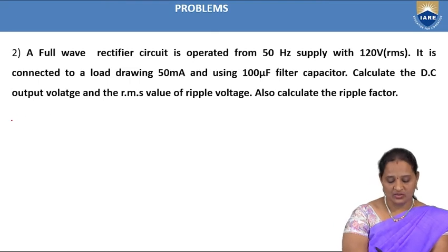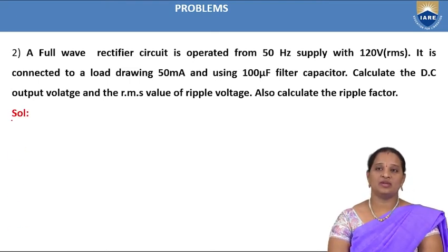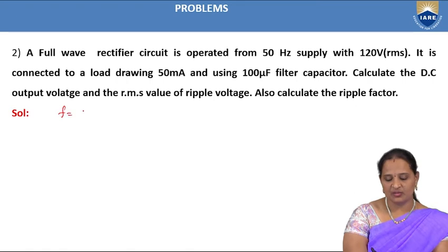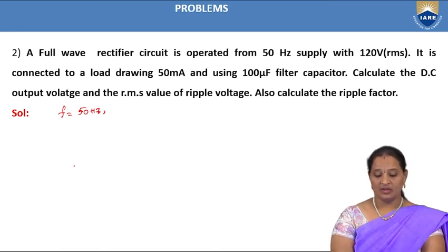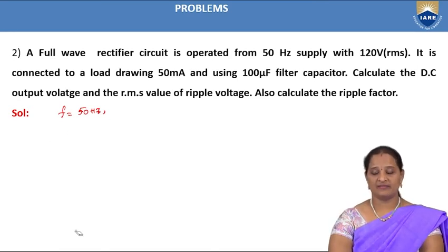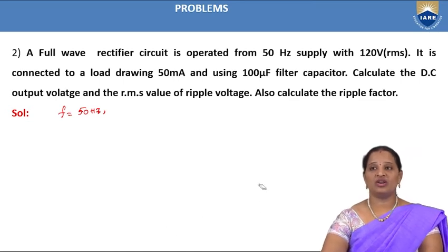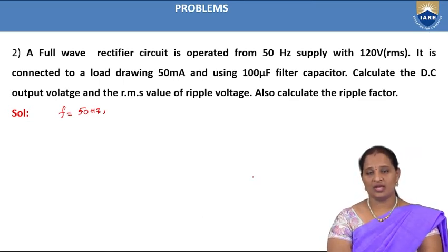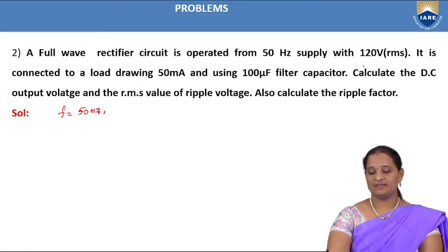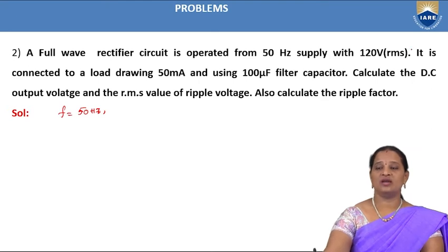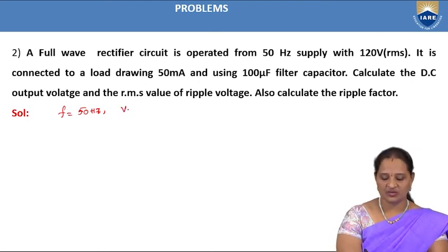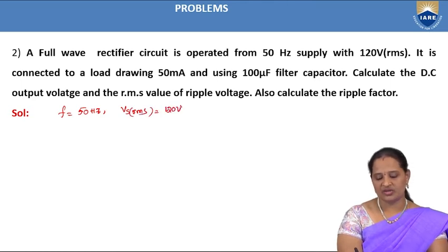So first of all, let us note down all the parameters given. He has mentioned the frequency, that is 50 Hz, and the rectifier circuit is operated from a 50 Hz supply with 120 volts RMS. As you all know, the primary will always be getting 230 volts. So this indicates the RMS voltage at the secondary winding. So we can write it as Vs RMS equals 120 volts.